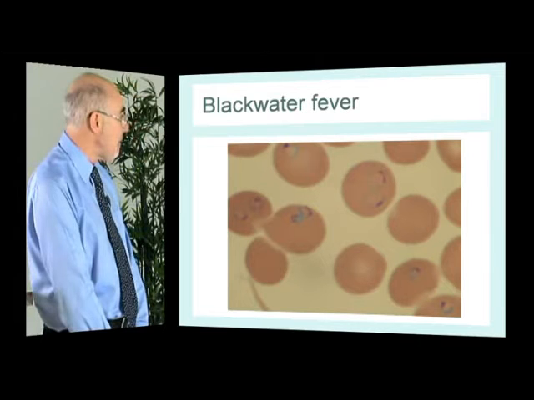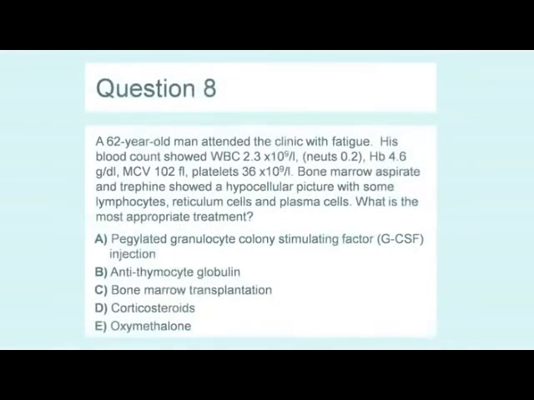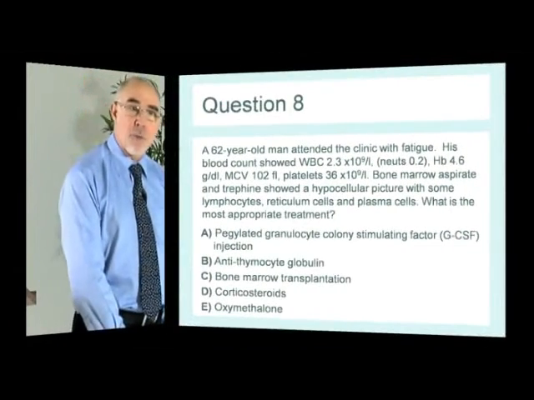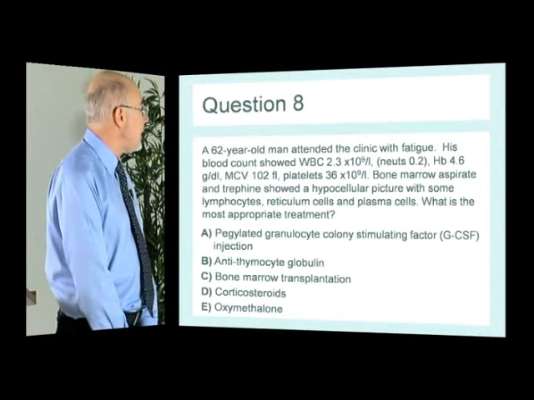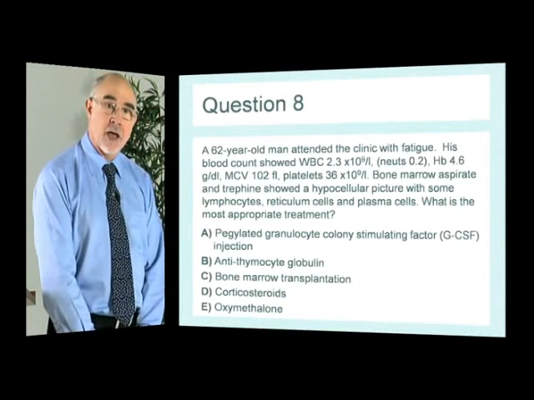We'll now consider the next question and stem. Question 8. A 62-year-old man goes to the clinic with fatigue, and his blood count shows a low white cell count, a low hemoglobin with modest macrocytosis, and a low platelet count. He therefore has a pancytopenia.